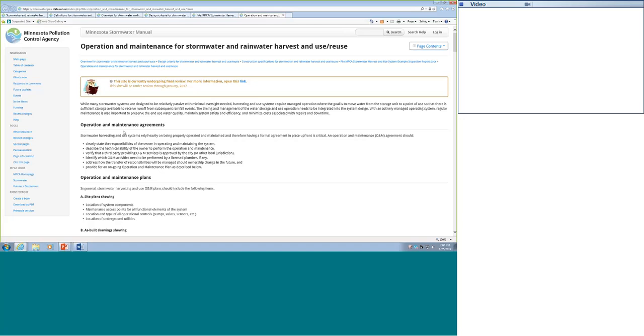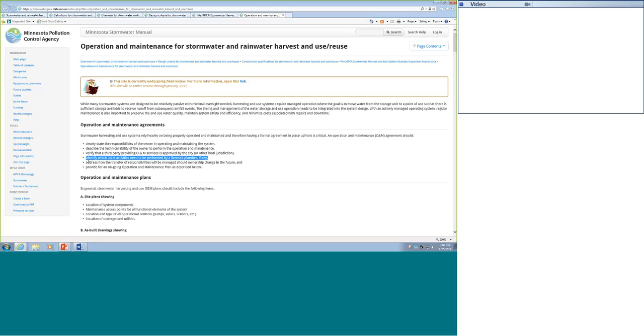So I just wanted to walk through this operation maintenance agreement. This is a really key aspect of these systems and ensuring that they work in the future. So at the start, the responsibilities of the owner in operating and maintaining the system need to be clearly stated, described, what the owner is able to perform, if there's any third party that needs to do any of the inspections. This might be city required, any activities that need a licensed plumber.